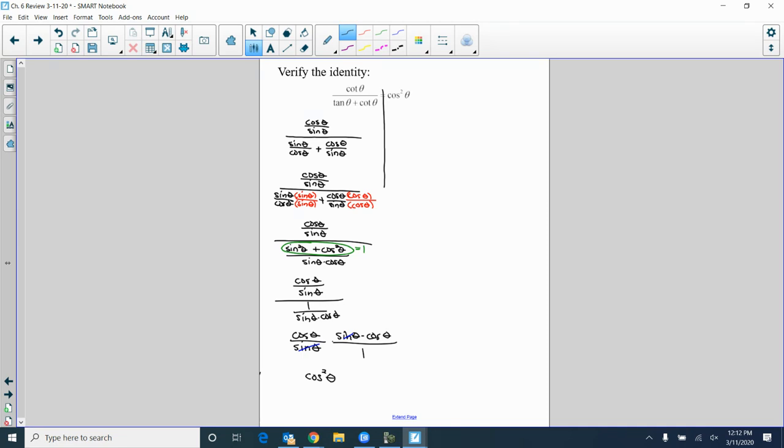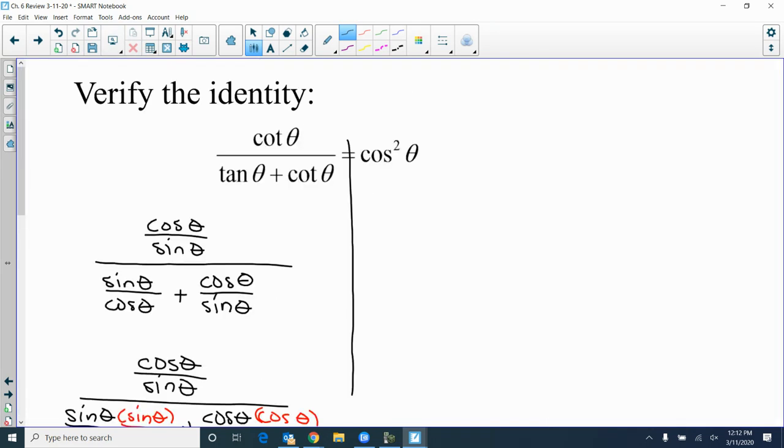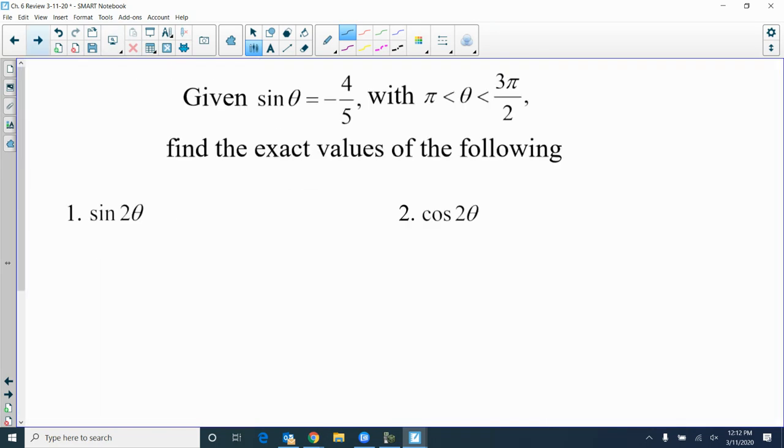So you will have some form of identity tomorrow for the test. All right, I do want to just go through a couple double angle, and then the next page will be half angle. We're gonna use the same conditions here, so get those conditions down. Sine of theta equals -4/5 with theta being in quadrant 2, and then we'll kind of go from there. I'll give you a second.